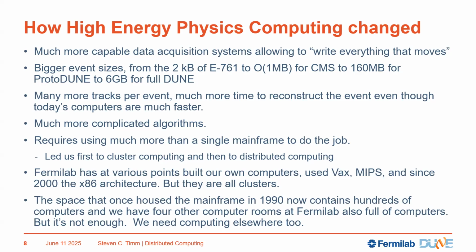The space that once hosted the mainframe in 1990 now contains hundreds of computers. If you go to the second floor of Fermilab Feynman Computing Center, you'll see probably about 30 rows of racks of computers there, and several tape robots on that floor. And we have 4 other computer rooms at Fermilab that are also full of computers, but it's not enough. We need computing elsewhere too.